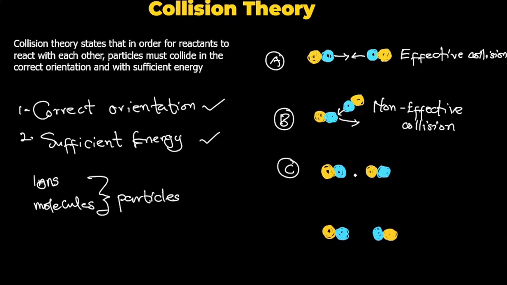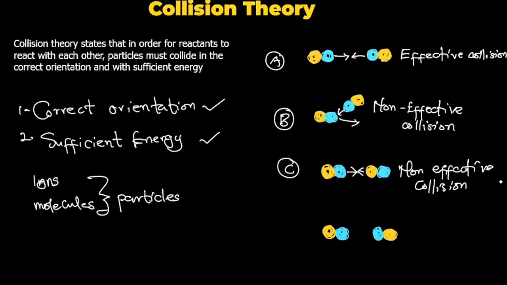Now let's also look at C. If this is C, we notice that the particles may be able to collide, but then we are not having the right orientation once again. We need blue and blue to collide for us to have a product being formed. But because they are not in the right orientation, we are not going to have the products from this reaction. So again, it is a non-effective collision.